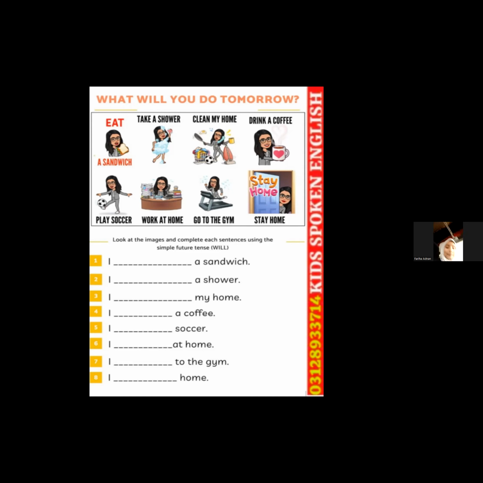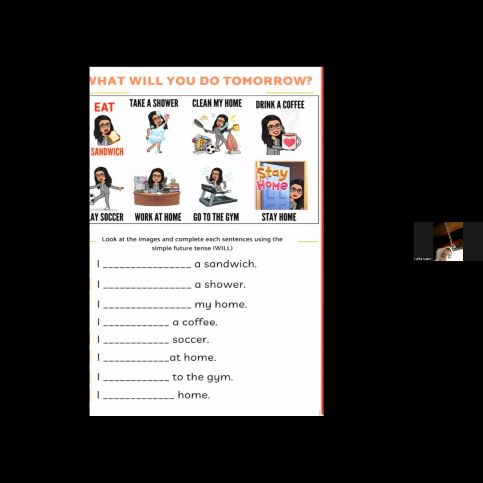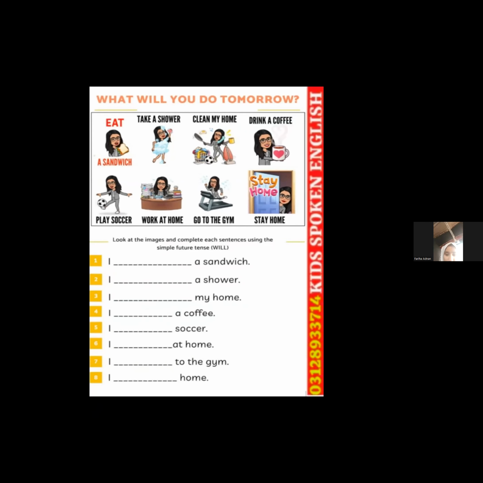So dear students, as you can see, a lot of pictures are there and a girl is doing something. Look at the images and complete each sentence using the simple future tense will. You just have to put will with the suitable verb according to the sentence. So you just have to choose.